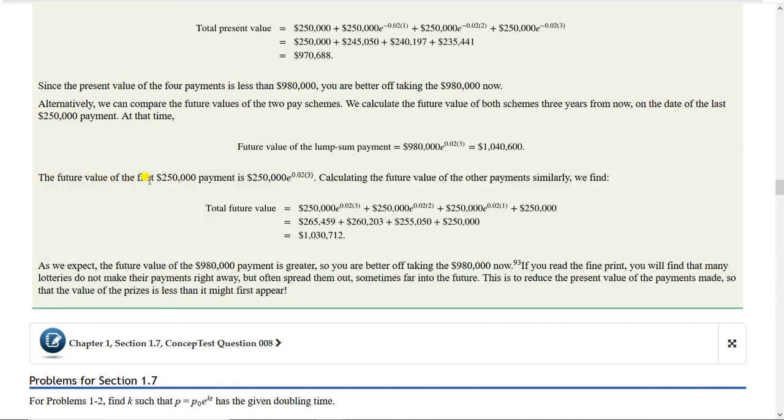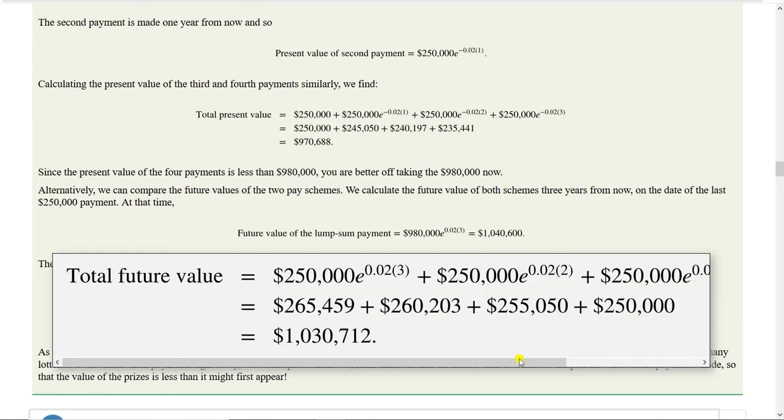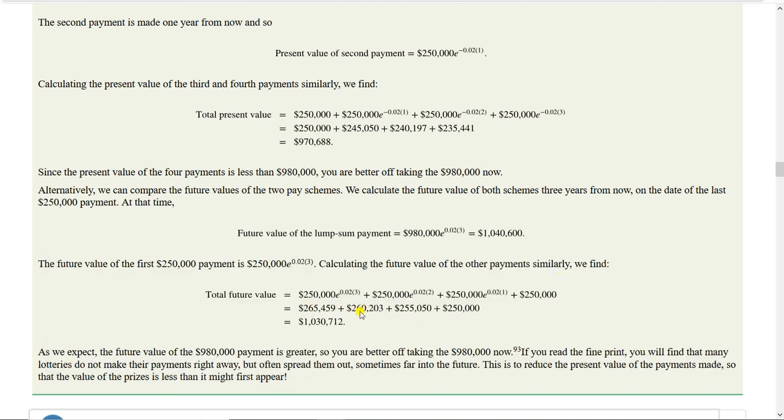So the future value of the first 250k payment is 250k e^(rt), where r is 0.02 and t is 3, which is 3 years later. And then the future value of the other payment is also 250k e^(rt) for the second year, and also the future value of the year before that is 250k e^(rt), and then the first year, and then also 250k for the last one.